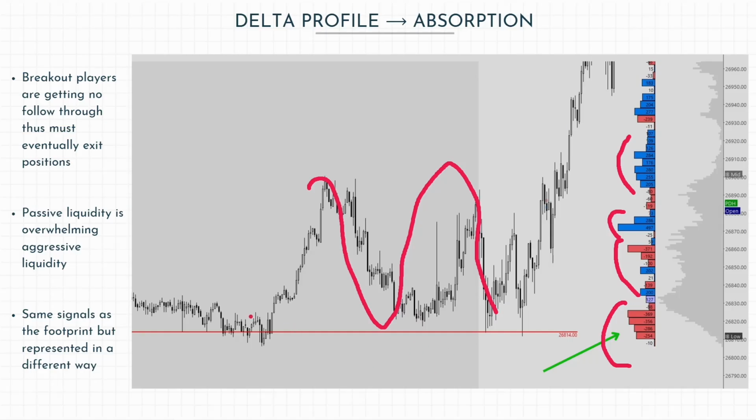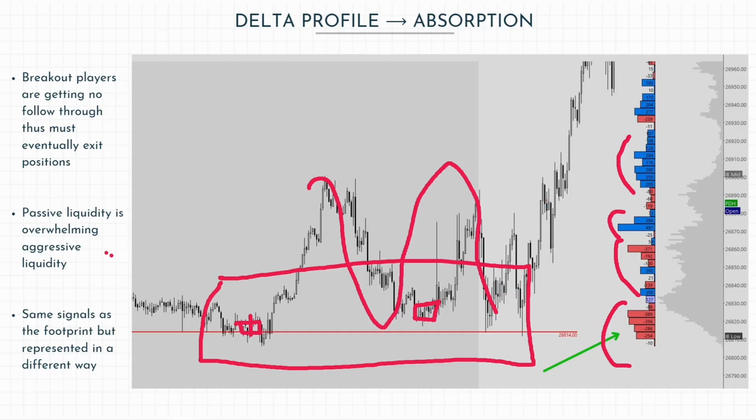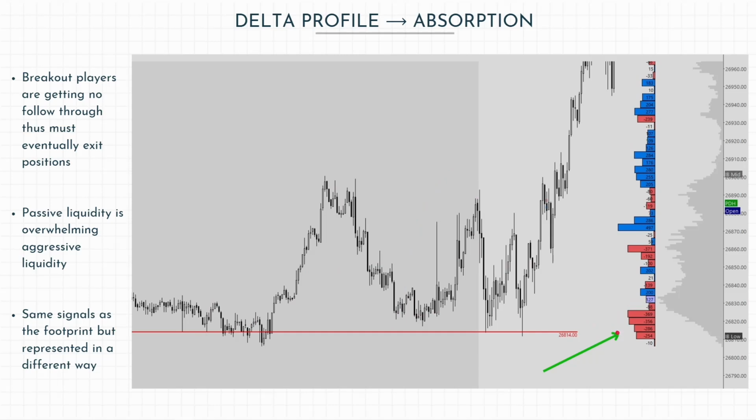With just a footprint, you're only going to be seeing price here or here, but it doesn't help you build a bias, right, relative to the whole zone. Delta profiles help you with that. This is a great example of absorption right here. So passive liquidity, reversal price action.